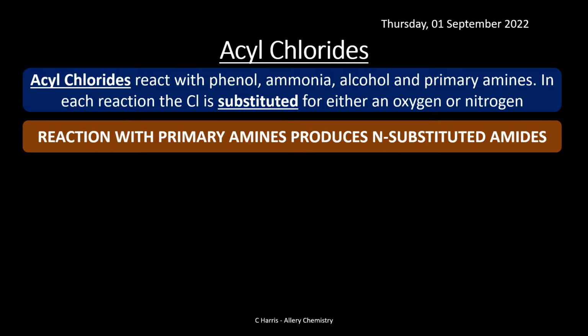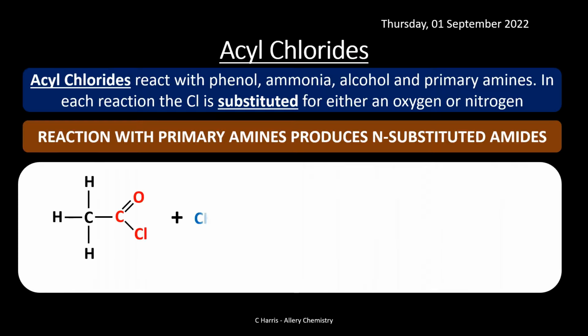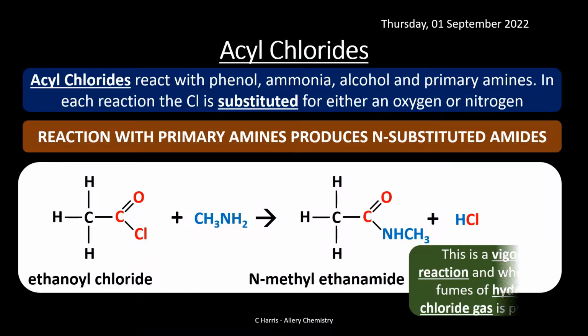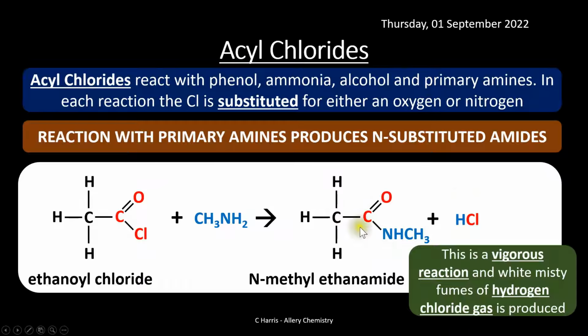Okay, and the reaction with primary amines produces N-substituted amides. It's a bit complicated, this one. So there's your ethanoyl chloride, and we've got your primary amine. And this is going to form your N-substituted amide, so N-methyl ethanamide. Now, I'm just going to pause on this bit and explain where this comes from. So instead here, you've got an N group here. Okay, you've got your NH group, which is at the bottom here.